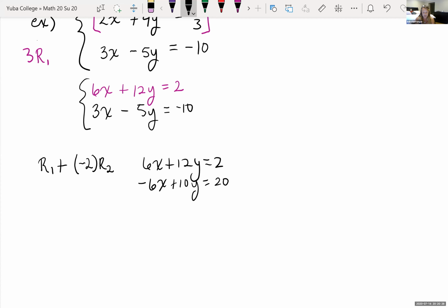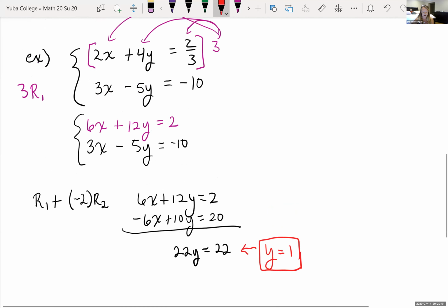So summing this up, I get my x's cancel, whole point of that. 12y plus 10y is 22y equals 22. So from right there, we can figure out what y is. y we can see is 1.